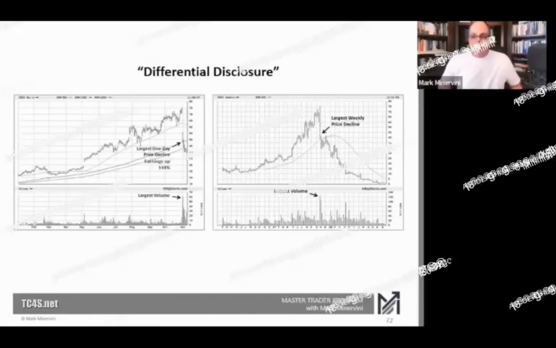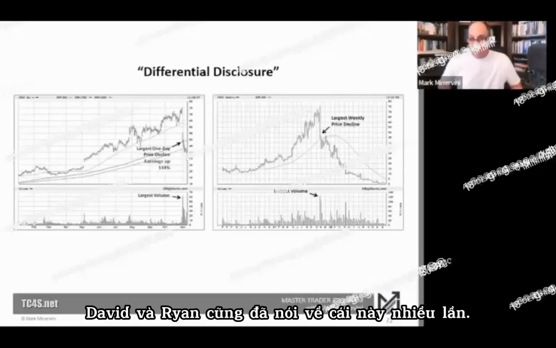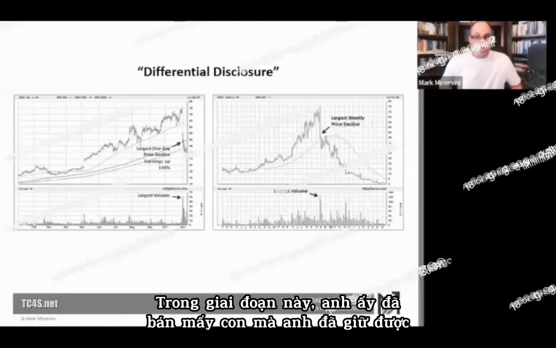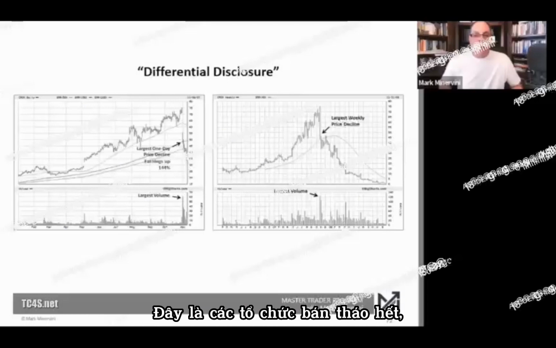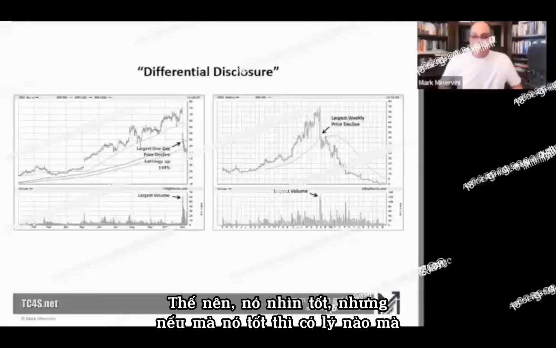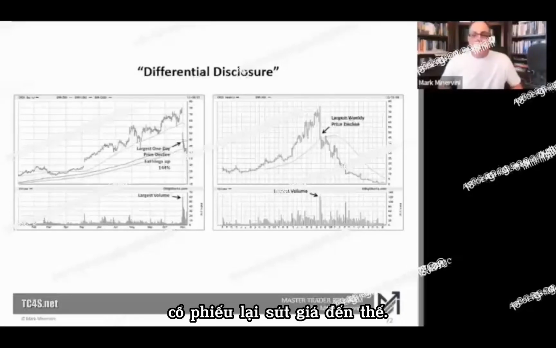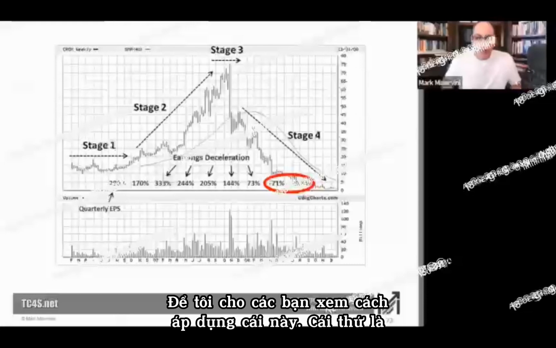Okay. In this case, this is Crocs, and this was a clear-cut sell signal. As a matter of fact, David Ryan talked about this many times. He was selling stock during this decline that he had held for a while. Again, we talked about this earlier: this is institutions piling out, but this came on the day where the earnings were up 144%. So again, it looks like good earnings, but does it make sense? If their earnings report is so good, why is the stock getting clubbed? Okay, so this is how we apply differential disclosure. Now let me show you how this works in real life.